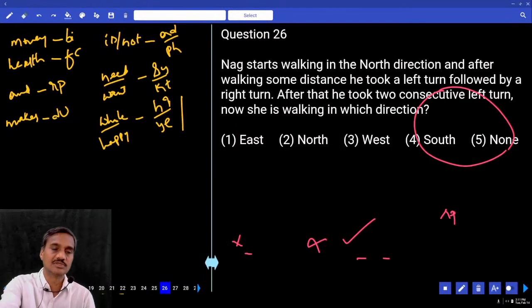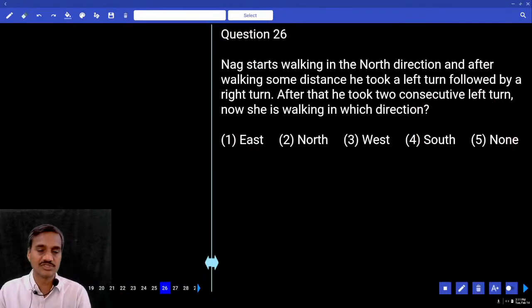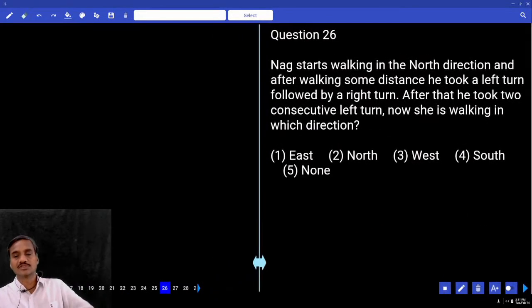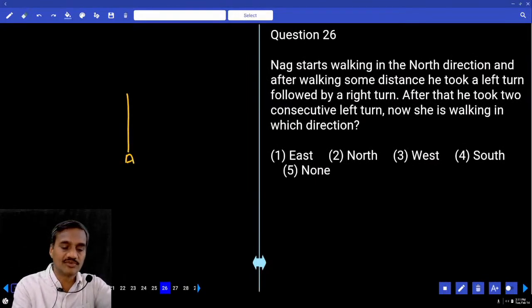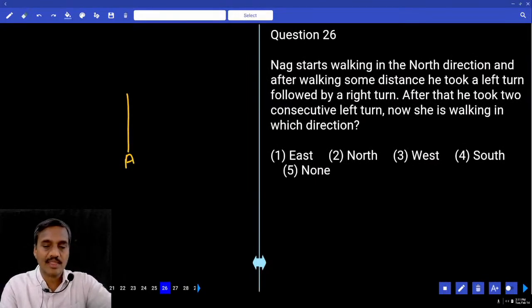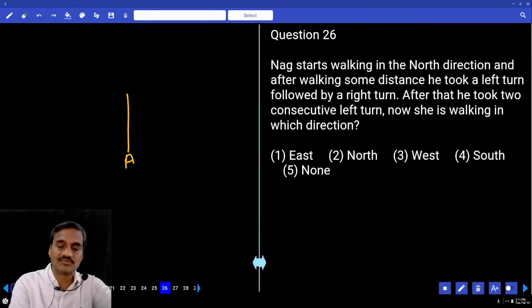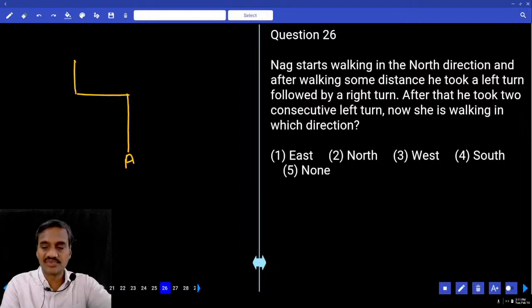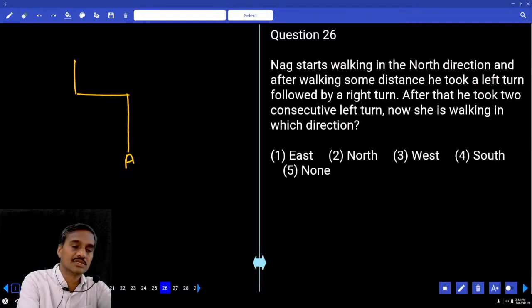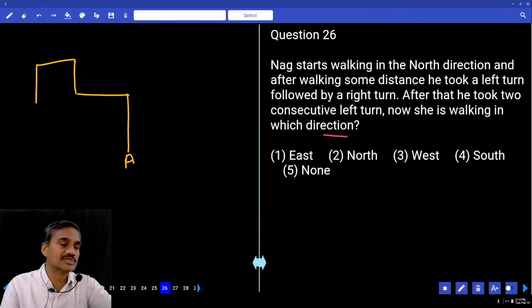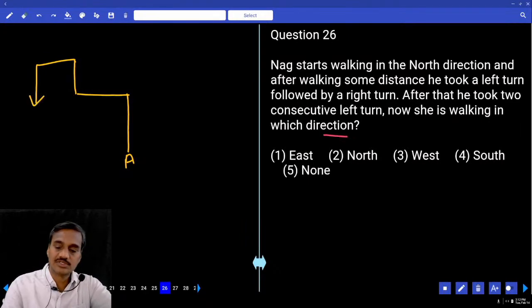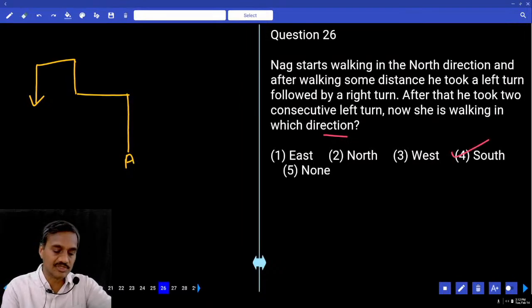Then 26th one. Now it is based on directions. The person starts walking in the north direction. This is the starting point. From here first he walks towards the north direction, and after walking some distance he took a left turn followed by a right turn. After that he took two consecutive left turns. Now first left and second left. Now this person is walking in which direction? Towards south. South, that is choice 4 for question number 26.